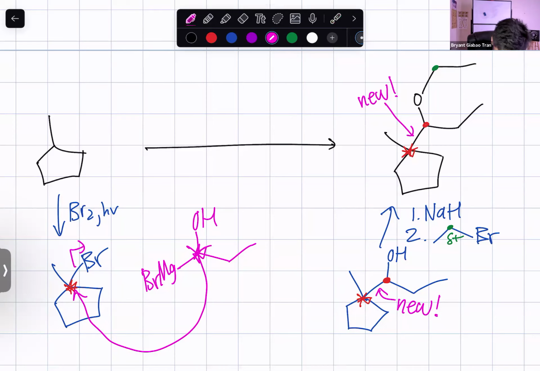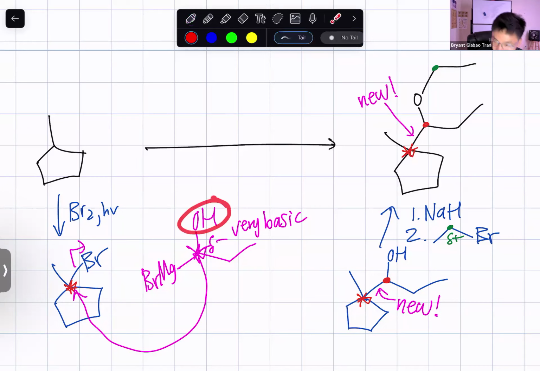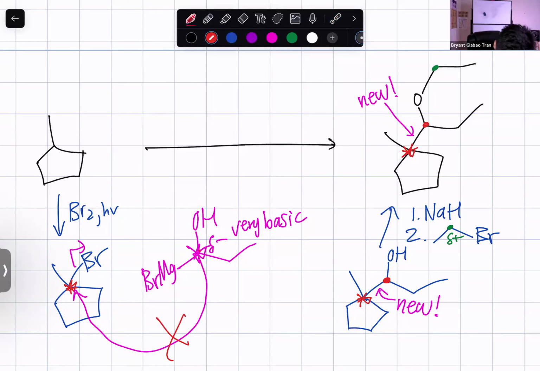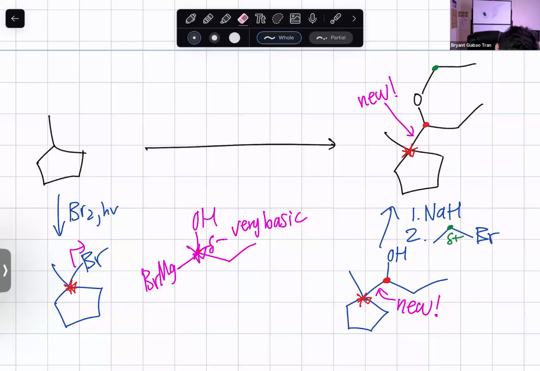There's a problem because even though there's a partial negative charge on that carbon right there, that carbon is very basic. This alcohol is getting in the way, right? The alcohol is getting in the way. So that would not happen. This arrow here would not happen. This nucleophile would not attack that electrophile. There's something else getting in the way, right?